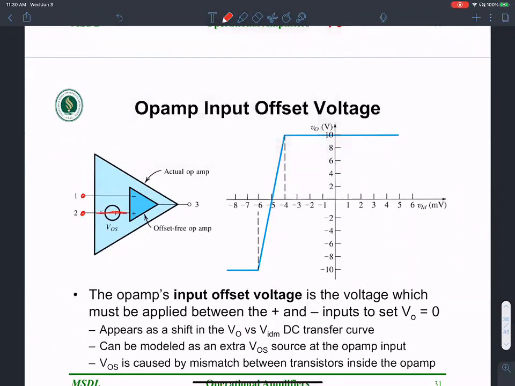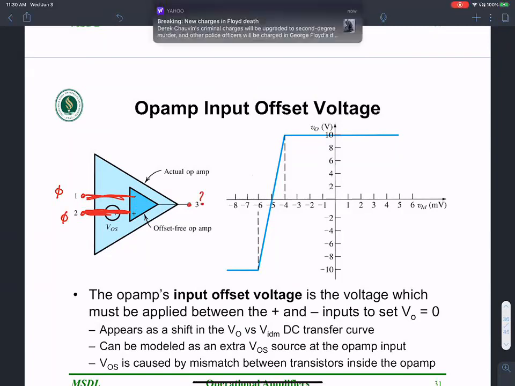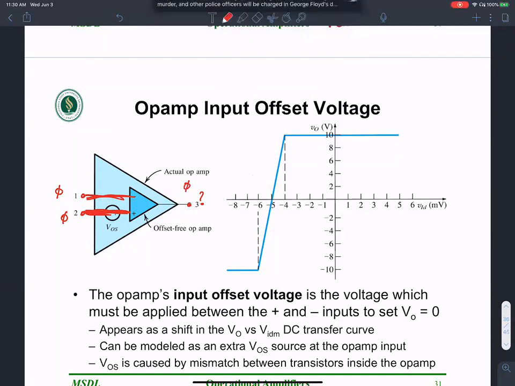In the ideal scenario, when the input voltage is 0 on that terminal and 0 on this terminal, what would be the output voltage? It should be 0, right? But sometimes what happens is, because of mismatches between the transistors that are sitting inside the op-amp, even when the inputs are fully 0, the output is going to be a non-zero value. When the V input is 0, ideally you expect V output to be 0, but in the real world it is not 0.